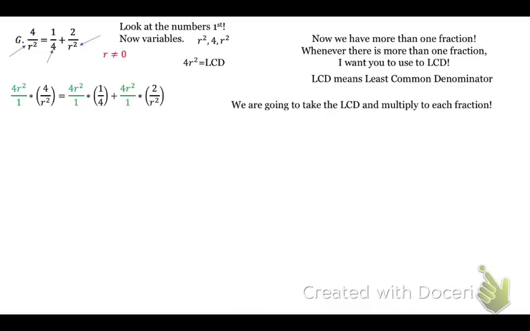Now I can start canceling some stuff. So I'm going to look at that fraction first. Those r squareds cancel. This one, the 4's cancel. That last one, the r squareds cancel. So I'm left with 4 times 4 equals r squared times 1 plus 4 times 2. So you get 16 equals r squared plus 8. I'm going to subtract that 8 over, so you get r squared equals 8. Square root both sides, so you get r equals plus or minus the square root of 8. Okay, whenever you take a square root, you have to do plus or minus.